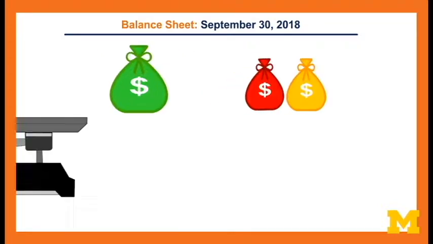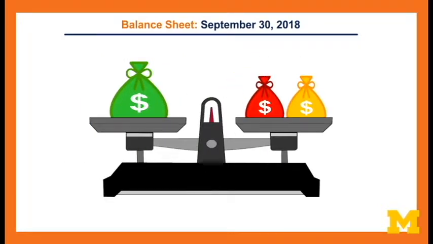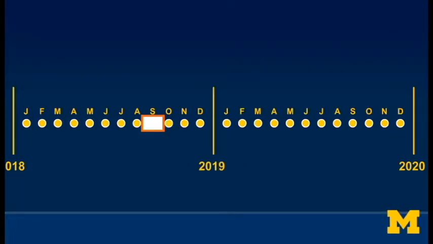Assets always equal liabilities plus equity. That is, the balance sheet always balances. This relationship is called the basic accounting equation.